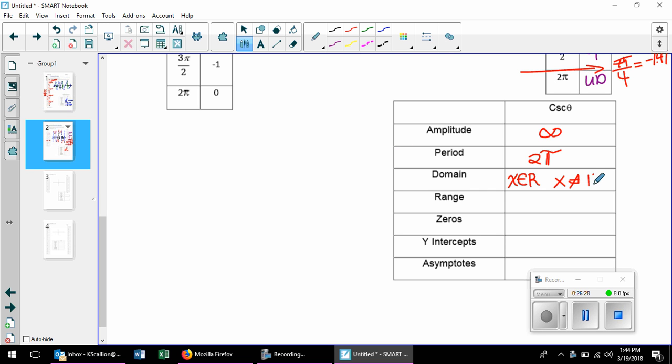Not equal to pi k, where k is an element of the integers. K range. This is a union one. My guess is you want to do set notation. The bracket one? Set notation or interval notation?